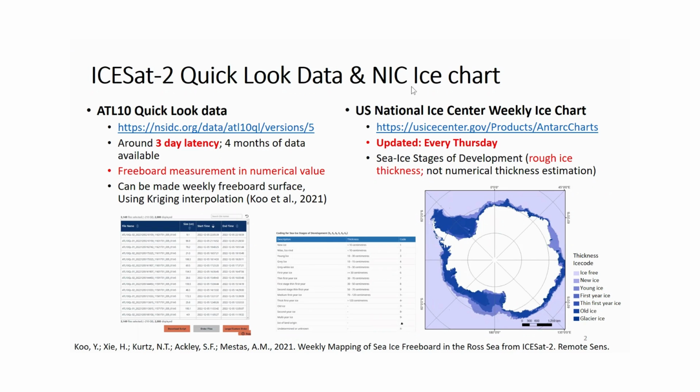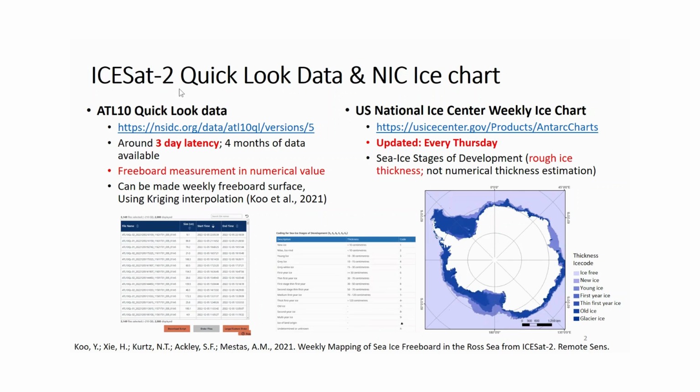And this is an example of the National Ice Center ice chart for the Antarctic. This data is updated every Thursday, so this is a weekly or bi-weekly data. But as you can see here, one issue of this product is that it only provides a very brief sea ice stage of development. So it's not real numerical thickness values, just a rough ice thickness. It has some ice code of sea ice stage of development, and this thickness value is just a very rough value. So this ice chart is very good to see the distribution of sea ice by its development stage, but it cannot provide any accurate thickness values.